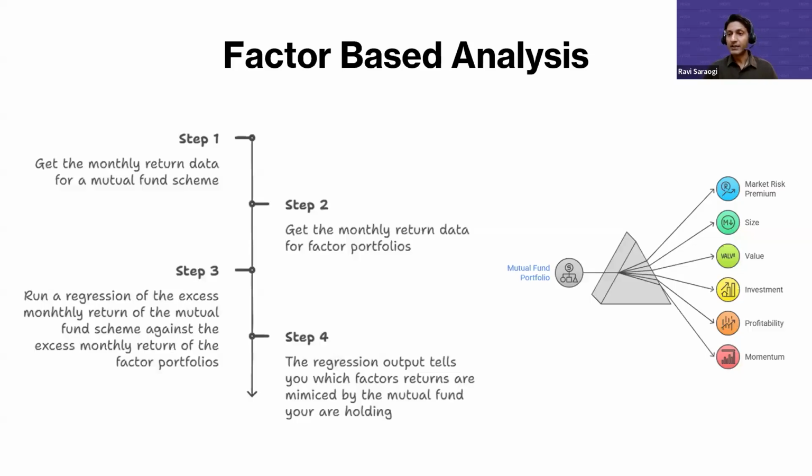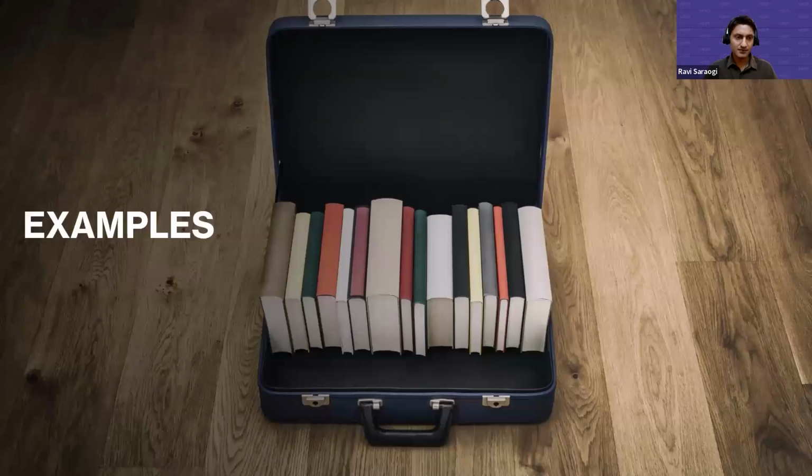I think one way to think about factor-based analysis is if you look at a prism, if you pass light through it, it will split that light into 7 colors. Factor-based analysis is something similar. It's a tool. You pass mutual fund NAV data through it, and it will split that NAV data and tell you about what's really driving performance.